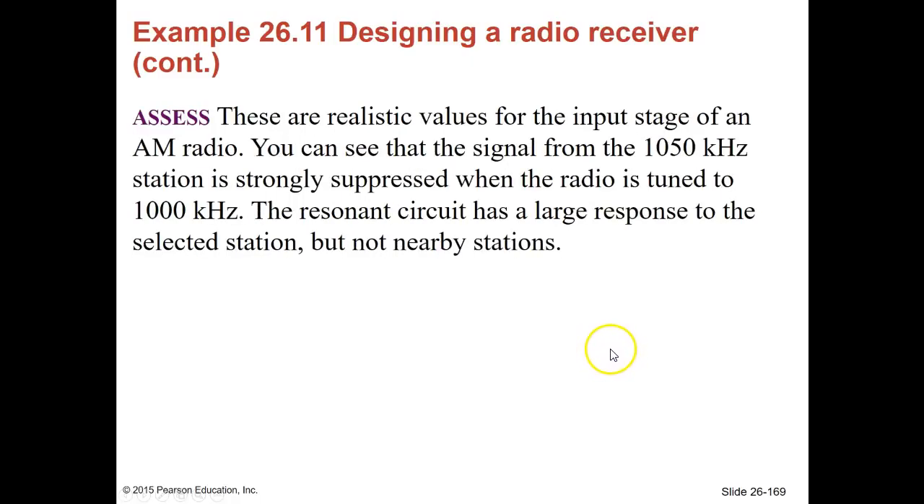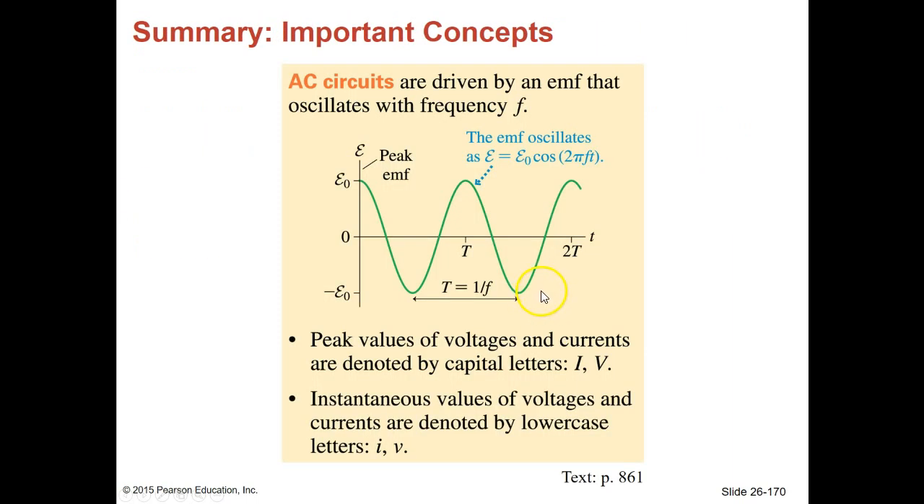These are really realistic values to input for an AM radio. The signal from that 1050 kilohertz station is strongly suppressed when the radio is tuned to 1000 kilohertz. So that's why you can hear the selected station, but not any of the other stations, which is a good thing.